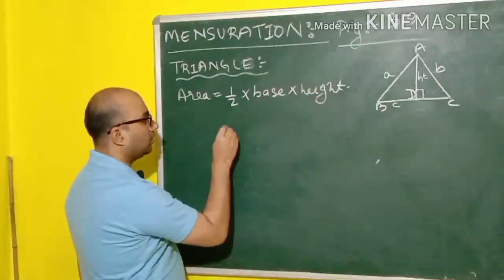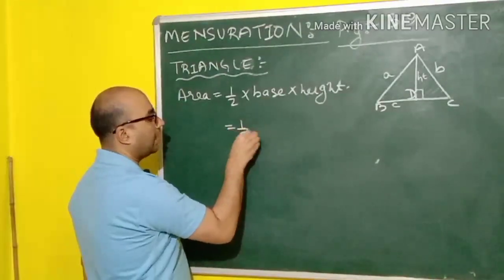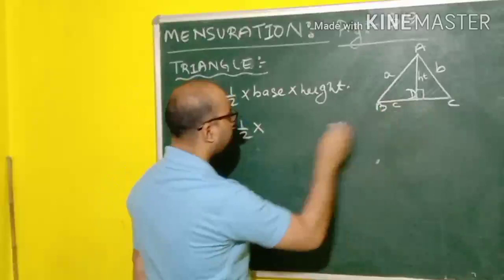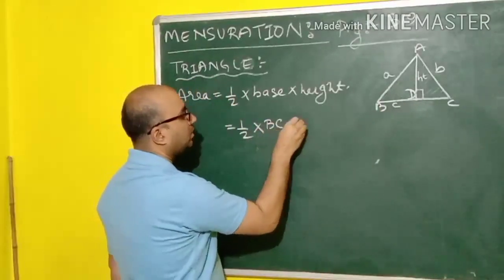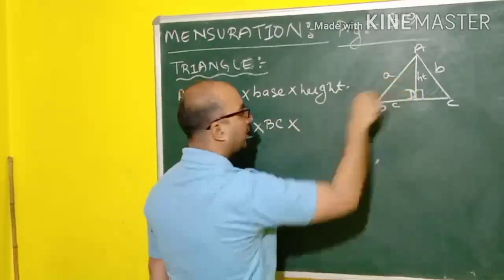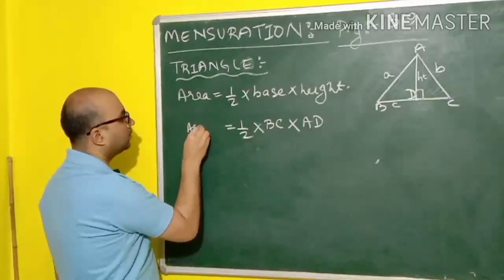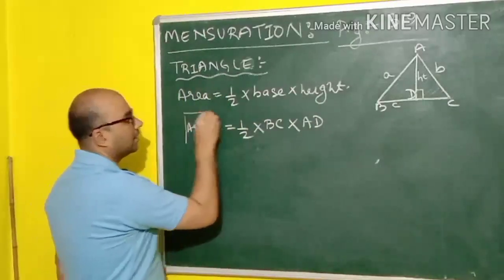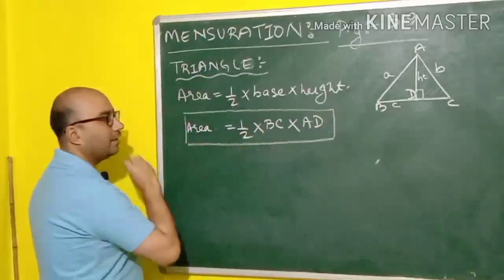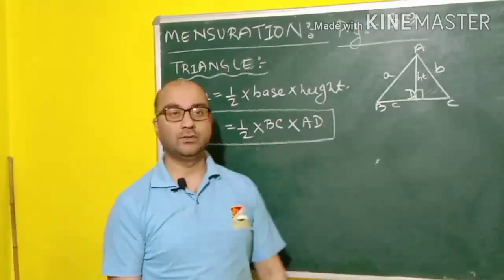If we incorporate this in this figure, half into the base of the triangle, which is BC, into the height of the triangle, which is AD. So for this particular figure, the area is equal to half into BC into AD.